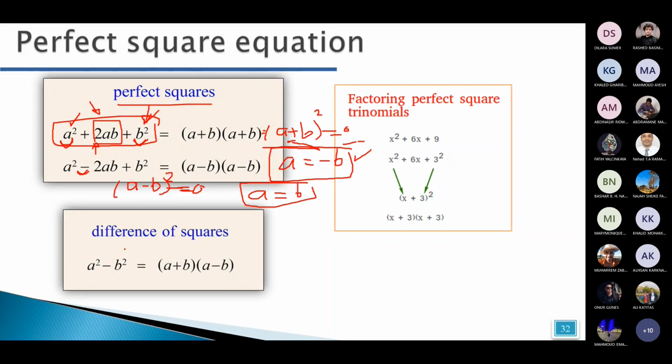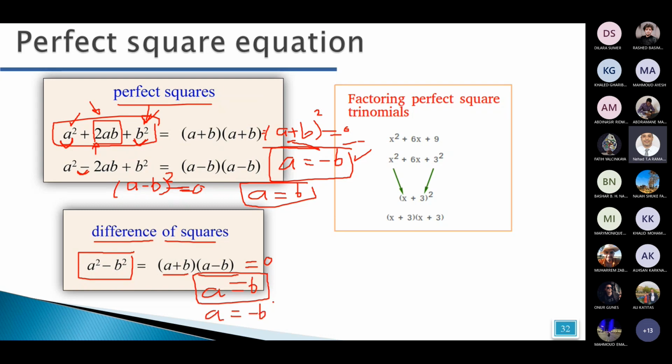Okay, we also have the difference of squares. When we have this one, two squares with a difference, its solution is (a plus b) multiplied by (a minus b). Because when you set it equal to 0, then you have two solutions. We have a equals b, this is one solution. The other solution is a equals minus b.